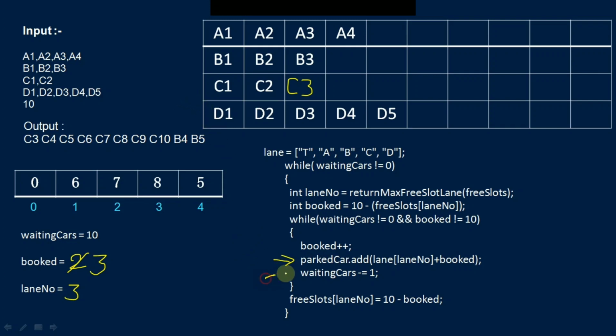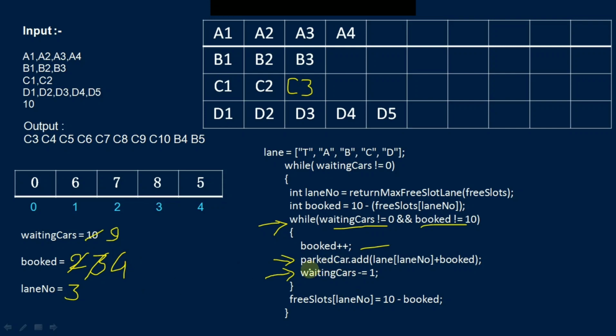After that we will decrement the waiting cars by 1. Initially it is 10, it will become 9. Same like that we will again check if waiting cars not equal to 0. Waiting cars is 9, not equal to 0, and booked not equal to 10. Booked value is 3, so the condition is true. Again we will come inside this loop and the booked value will increment by 1.